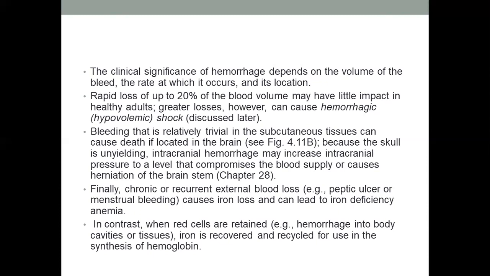Finally, chronic or recurrent external blood loss, for example peptic ulcer or menstrual bleeding, causes iron loss and can lead to iron deficiency anemia. In contrast, when red cells are retained, for example in hemorrhage into body cavities or tissues, iron is recovered and recycled for use in synthesis of hemoglobin. So if hemorrhage is within the cavity or tissue, the iron will be recycled. There will be no loss of iron. But if there is chronic or recurrent external blood loss, like peptic ulcer or menstrual bleeding, it will cause iron loss and lead to iron deficiency anemia.